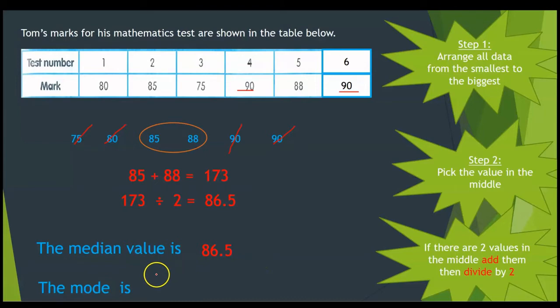What about the mode? Do you remember? The mode is the most repeated value. Which number here is most repeated? Of course, it's the 90 because it's the only value that is repeated two times. So the mode here will be 90 because the 90 is the most repeated number. Is this clear now, the difference, the median and the mode? If you don't remember the mode, please watch the video of the mode.